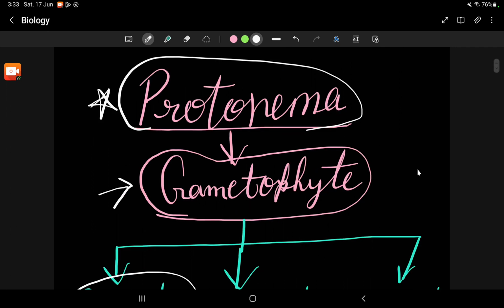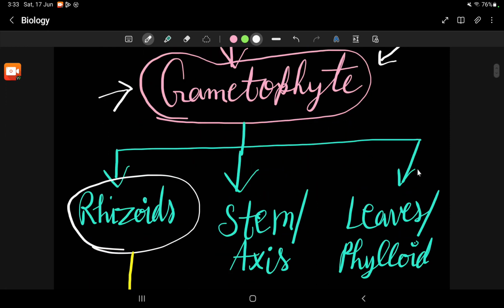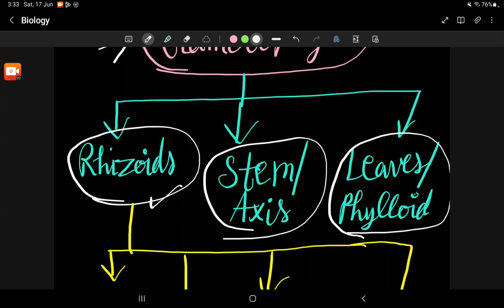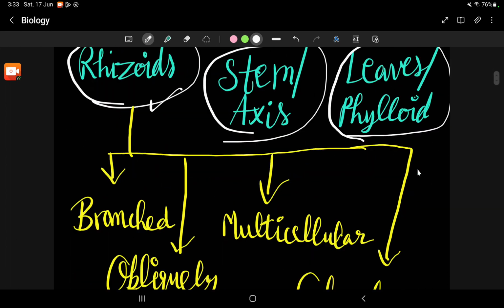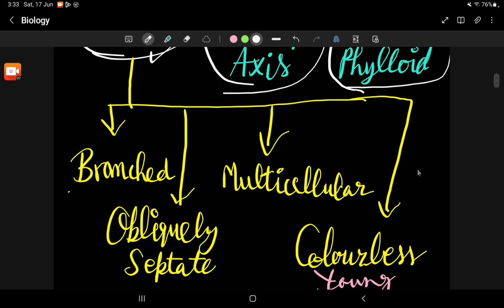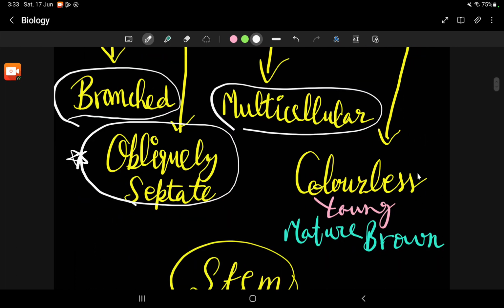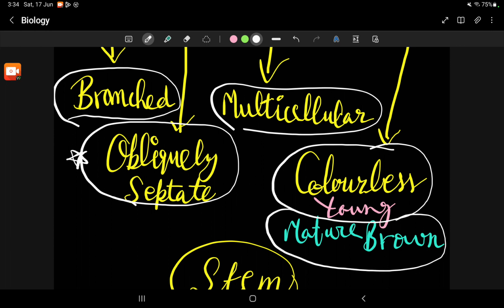Protonema gives rise to axillary buds, and from these buds the gametophyte arises. Let's discuss the structure of the gametophyte. It has rhizoids, stem or axis, and leaves or phylloids. Many questions are made from rhizoids. Features of rhizoids: they are branched, obliquely septate, which is a very important feature, multicellular and colorless. When young they are colorless, while mature ones show a brown tinge in color.